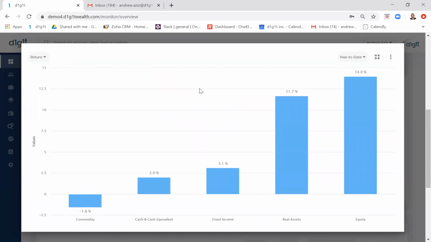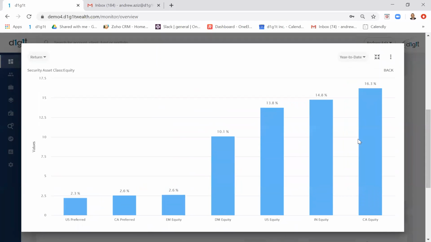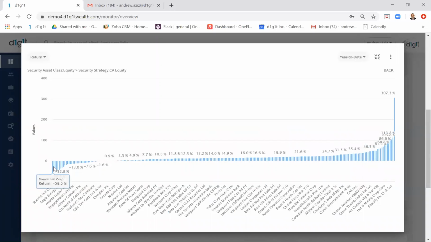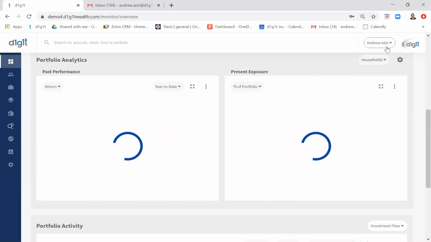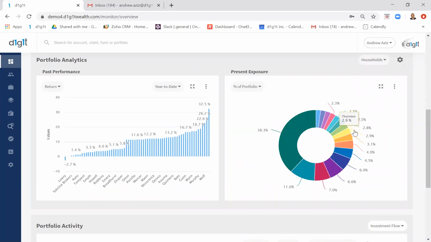The panel to the left illustrates our performance to date across asset classes. We see that equity has performed the best, and drilling down, we see that it's specifically Canadian equities, and drilling down further, we see the individual stocks that have contributed, from worst performer to best performer. We can also switch on the fly and break down our business by households.